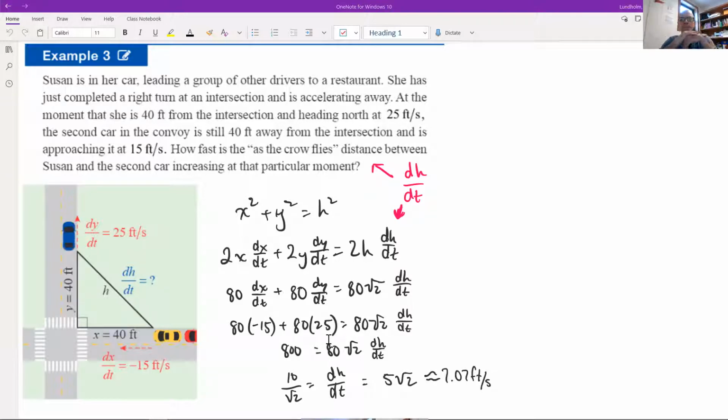But yeah, that makes sense that the as the crow flies distance is increasing because Susan is driving away faster than the other cars are approaching.